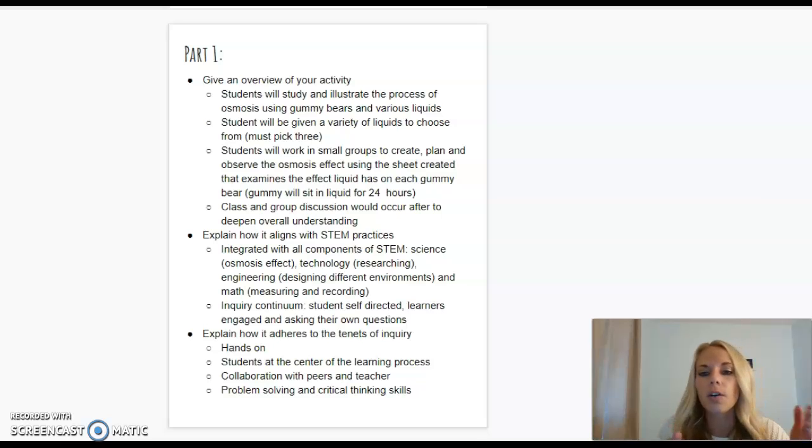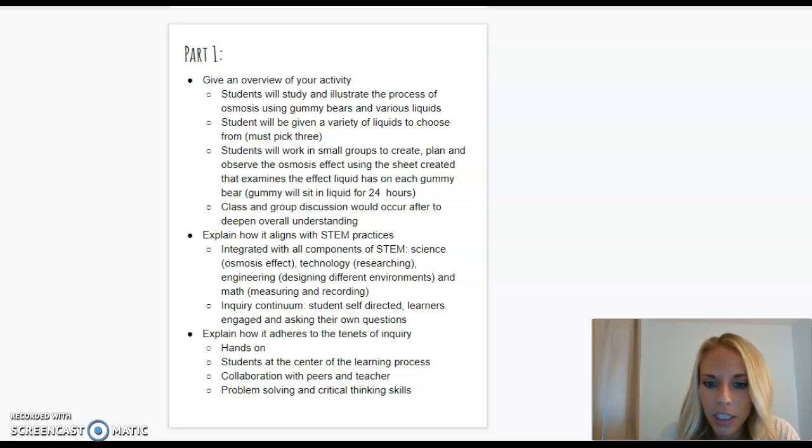And this would have to be over a 2-day span, if not longer, because the gummy bear would have to sit for 24 hours. So then after, the class and the group would discuss what their findings were to deepen their understanding. How it aligns with STEM practices is it's very integrated in all the areas of STEM. So obviously science, talking about the osmosis effect, technology, researching prior, engineering, designing those different environments for the gummy bears, and then math, recording, and measuring.